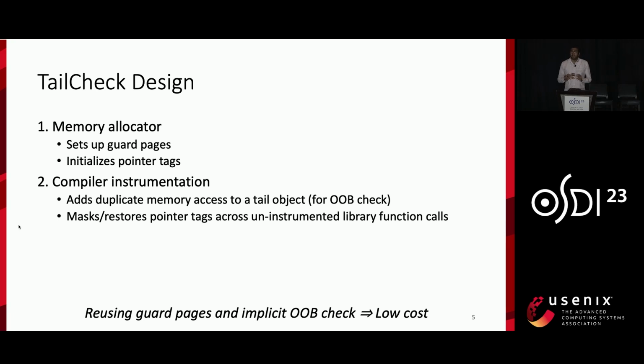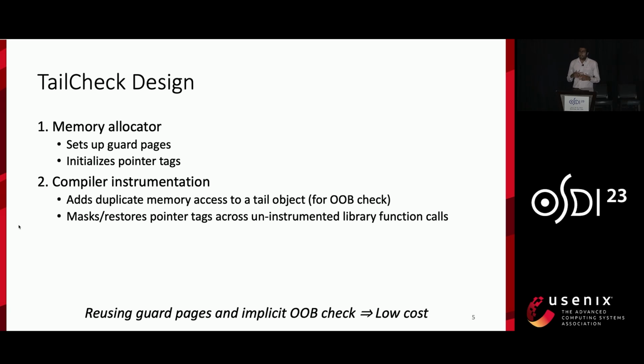TAILCHECK design, we have two major components. First, we need to align the objects as per the requirements of tail objects. For example, we're talking about setting up guard pages here, setting up the tail object, and also finding out the distance to the tail object and tagging the pointer bit. So the allocator does two important things. One is to set up the guard pages. Second, initialize the pointer tags.